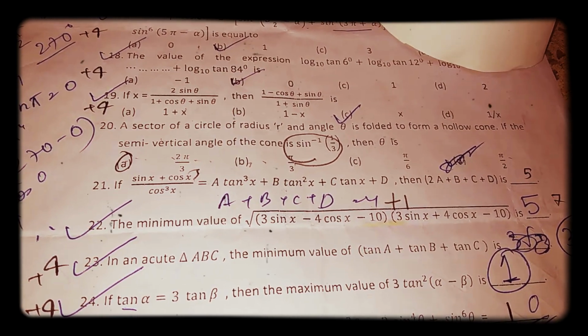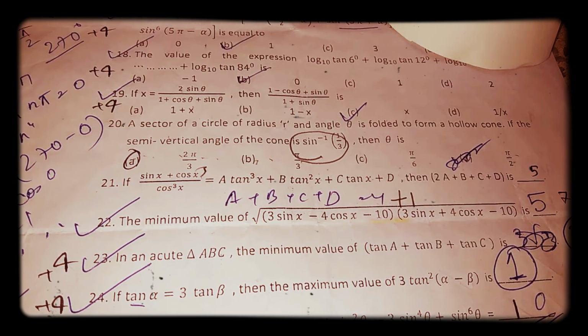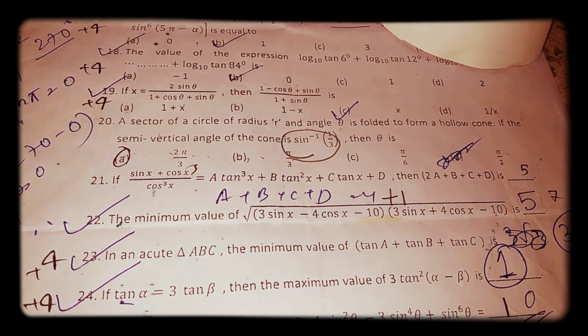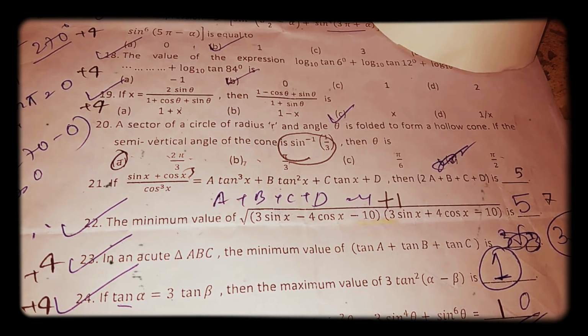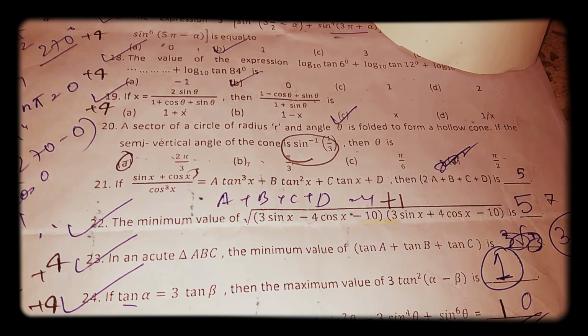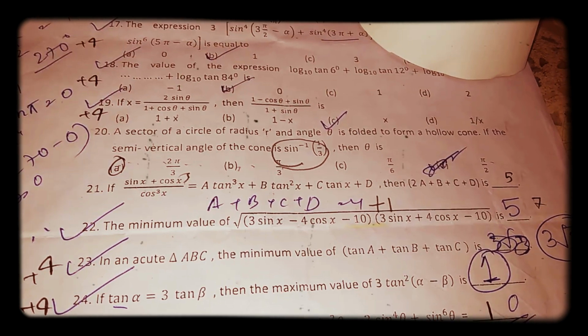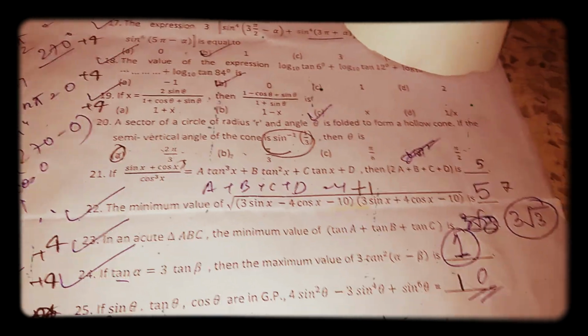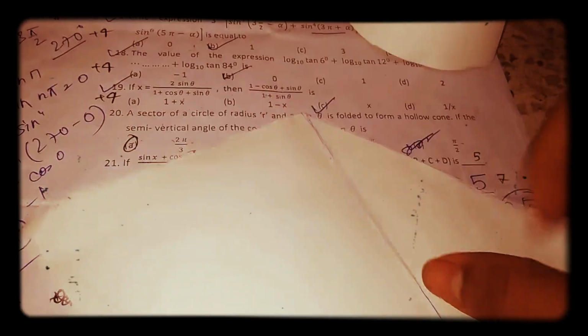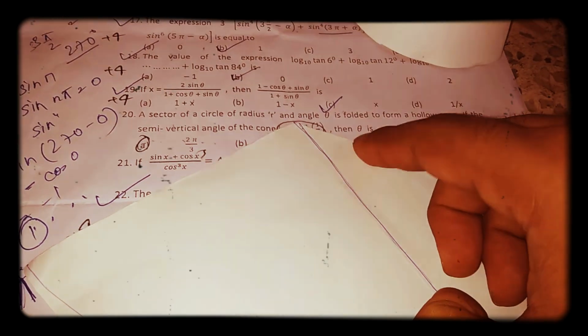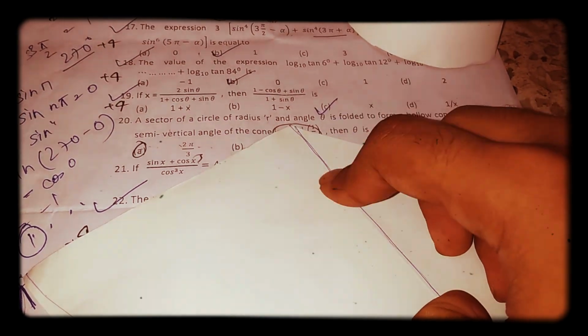As per question 20, a sector of a circle of radius r and angle theta is folded in the form of a hollow cone. If the semi-vertical angle of the cone is given to be sine inverse 1 by 3, then what is the value of theta? Suppose this is the sector of the circle, we have to find this particular angle.